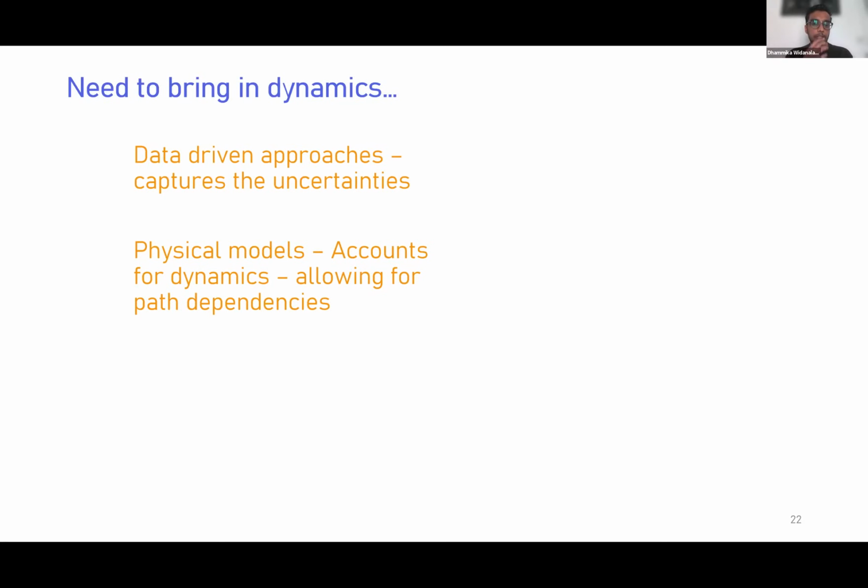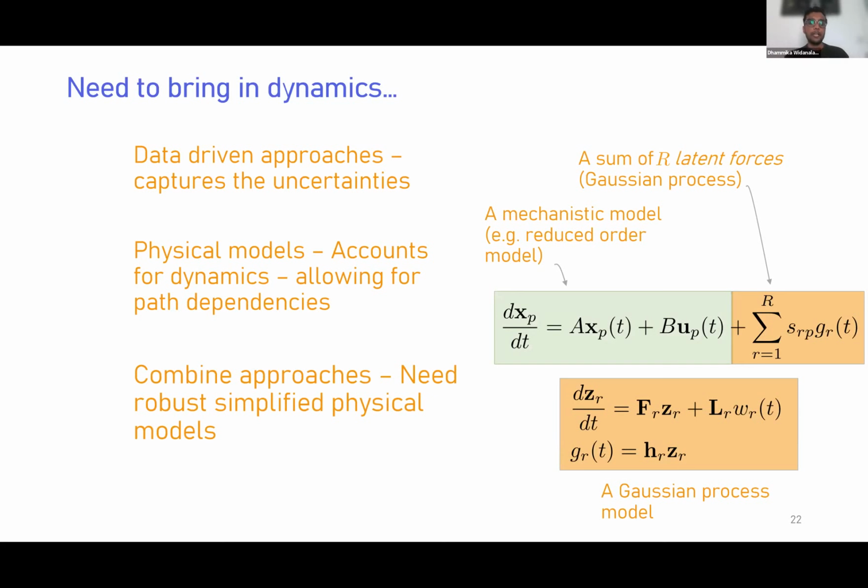And the value there is then you could account for things like path dependencies, right? So if you have relaxations coming in with cycling and calendar aging, and that relaxation interval plays a part in how your capacity fades, we need to think about physical models to have any hope of describing such effects. So it makes sense to then try and combine this, to bring in the uncertainties from data and the dynamics from physical models. And there are many ways one might choose to do this. An example that I'm showing here is called latent force models.